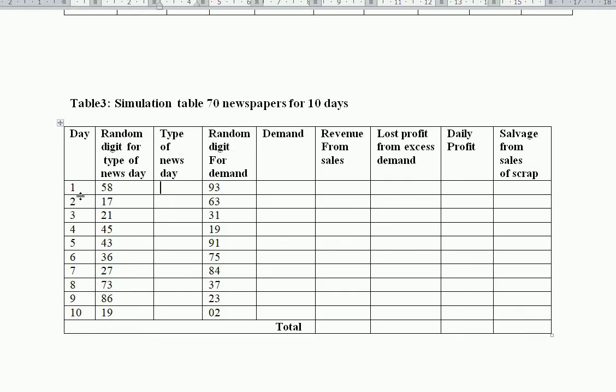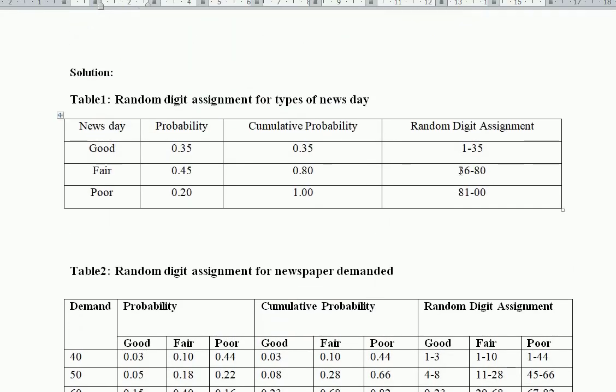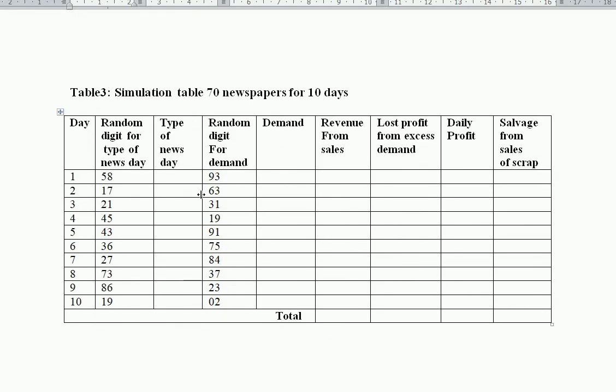Which type of news day do we have here? The random digit for type of news day is 58. See in this table, 58 lies between 36 to 80. So the type of news day is fair here. For the 58, it is fair.